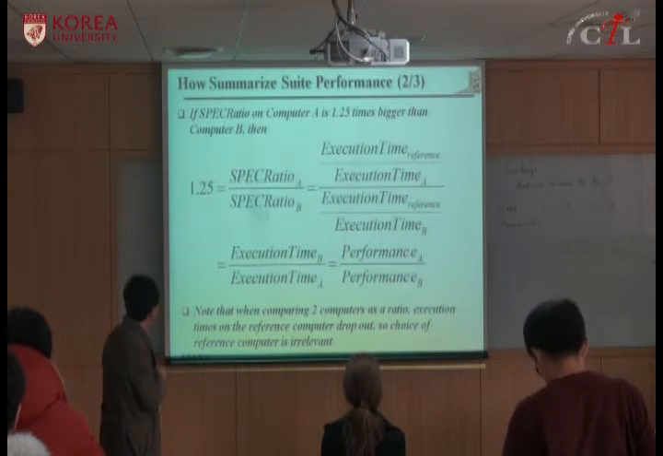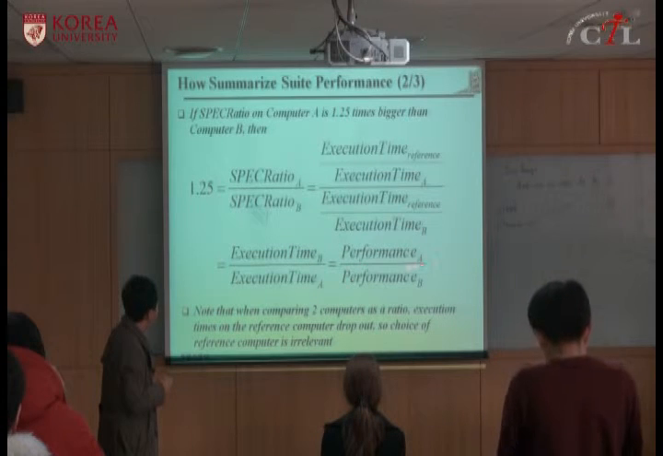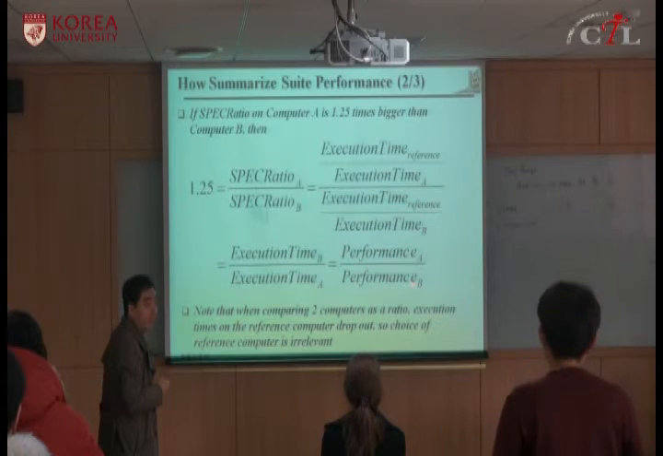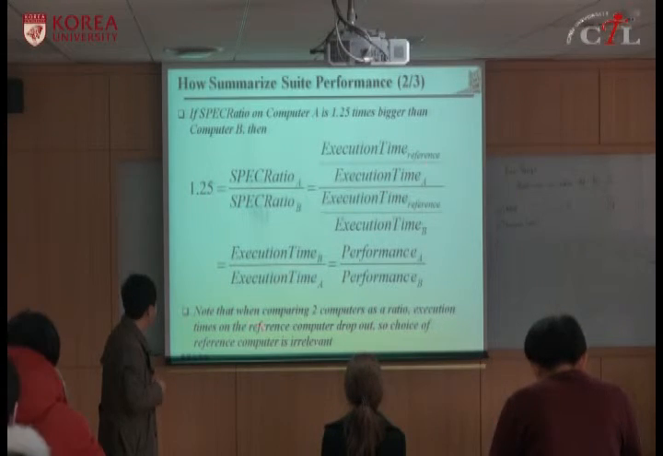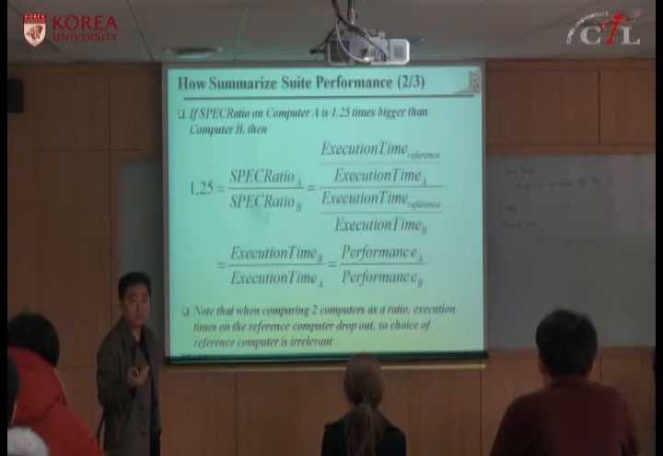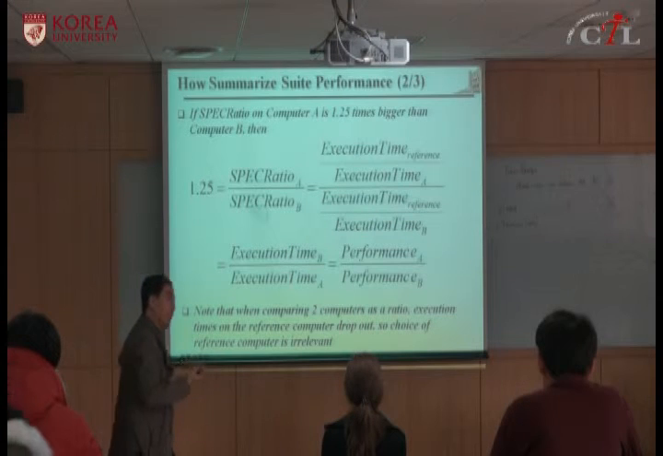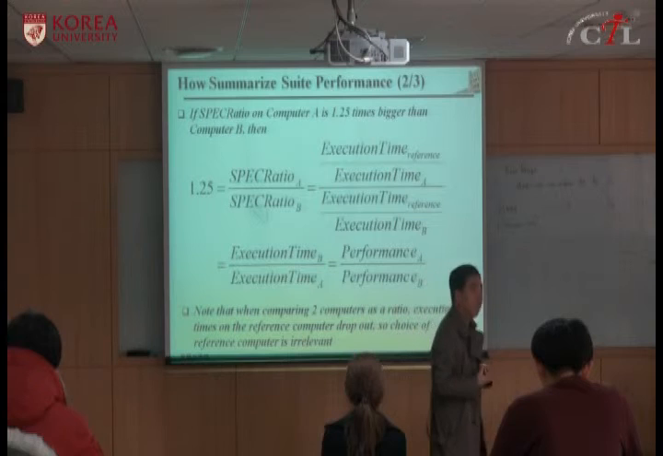Okay? So this 1.25 shows the relative performance of A compared to B. So when comparing computers as a ratio, the execution times on the reference machines are dropped out or cancelled. So the choice of reference machine is irrelevant. Okay? Even though you are using a reference machine, you can compare the machine performance relative to any other machine using this spec ratio.